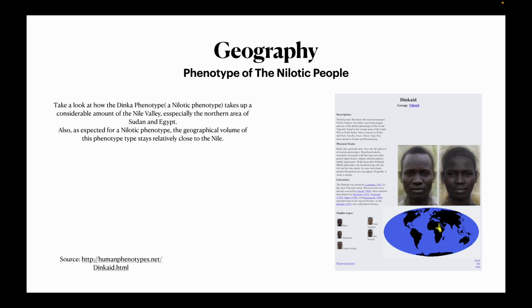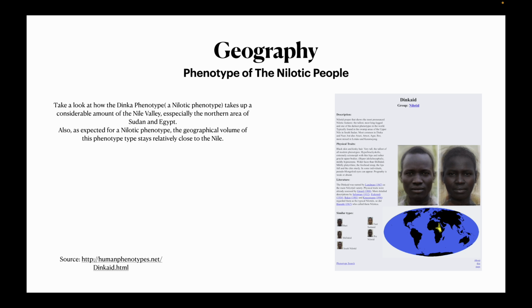Okay, so now we're looking into the geography. We have the geography of the Nilotics, specifically looking at the Dinka subsection of the Nilotic phenotype. If you look at the map at the bottom right of the screen, we can see the geography of where this phenotype exists. Basically it covers all of Sudan and a pretty good amount of Egypt. I believe these are some of the ancient presences of the ancient Nilotics, who were major contributors to the ancient Egyptian and ancient Nubian civilization, and actually lived in Egypt as Egyptian citizens, and in ancient Kush as Kushite citizens.